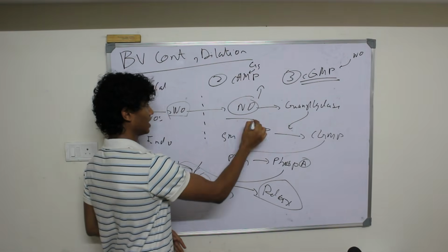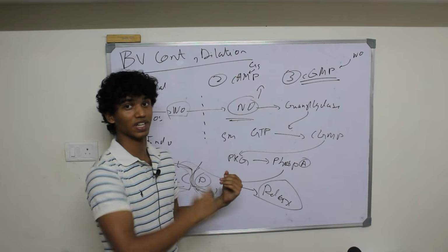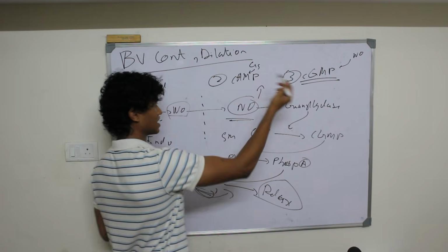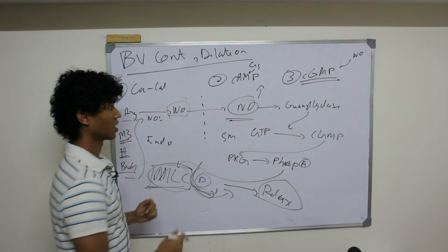Now what are these drugs that increase nitric oxide? Your nitrate drugs. These are precursors to nitric oxide. So if I give more precursor, I increase synthesis of nitric oxide. And what are these drugs? You obviously have your nitroglycerin, your nitroprusside, your hydralazine. All these drugs come into play here.